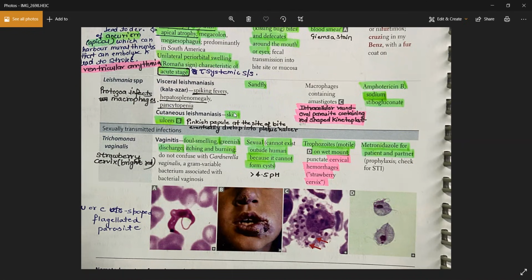For the treatment, you give the patient amphotericin B and sodium stibogluconate. You need to remember the amphotericin B most importantly. This is a very important drug. So any doubt on leishmania?